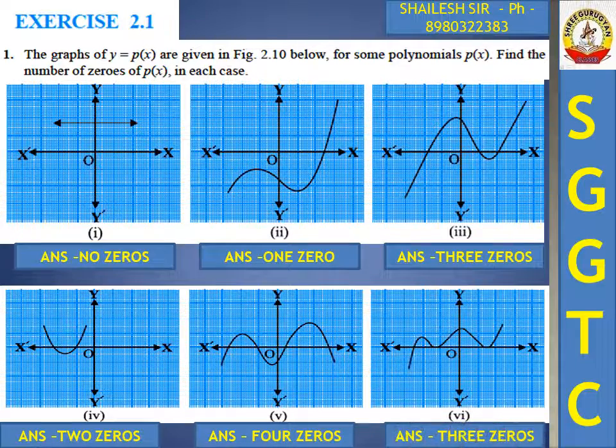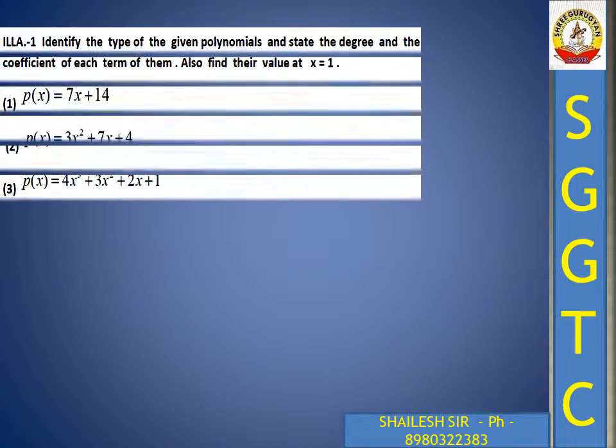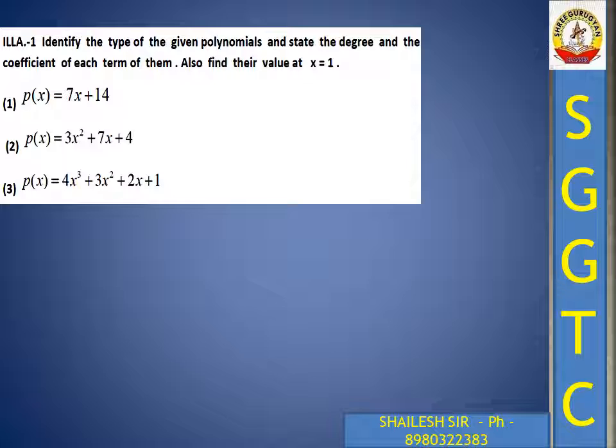And in the last figure, the total is three zeros because they indicate only and only 3 points of intersection. Now one more example related to zeros. This is an extra question, not your textbook question, but an extra question for basic concept understanding of polynomials.